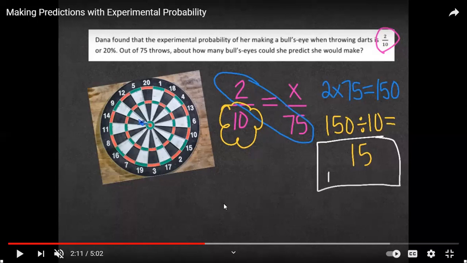Okay, so these are 2 different methods to find the answer, how we can predict the answer out of 75. Any question? Any question? Okay, let's continue.